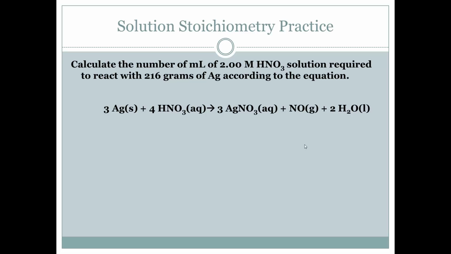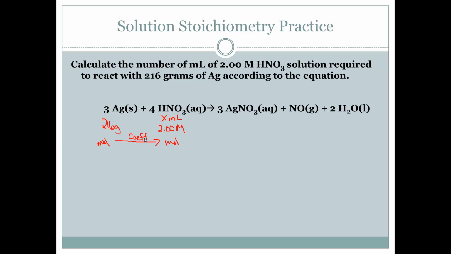Calculate the number of milliliters, so we're looking for milliliters this time, of a 2.00 molar HNO3 solution required to react with 216 grams of Ag according to the equation. So we're given information about one compound, we're being asked about another. So we have a horizontal line. Moles are the end caps. That means we need coefficients because it's a horizontal line.